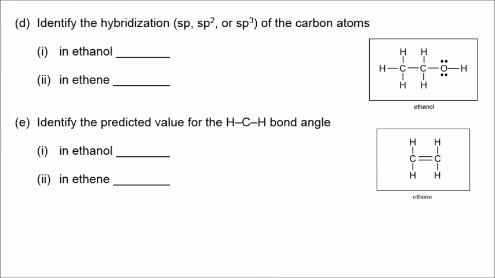All right, in part D, let's talk about the hybridization. So for ethanol, each carbon has 4 electron domains, so sp3 hybridization. In ethene, each carbon has 3 electron domains, so sp2 hybridization. The bond angle for ethanol is based on tetrahedral geometry, so 4 electron domains, 109.5, and the bond angle for ethene is based on trigonal planar geometry for the sp2 hybridization, so 120.